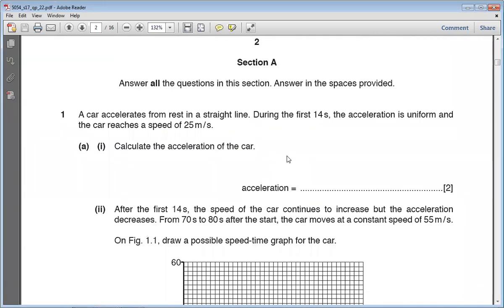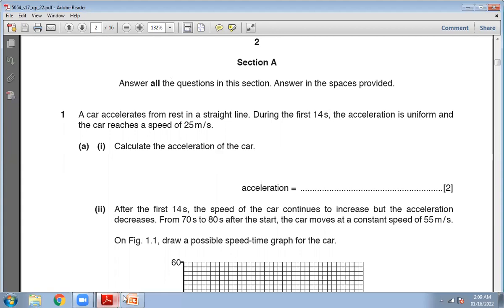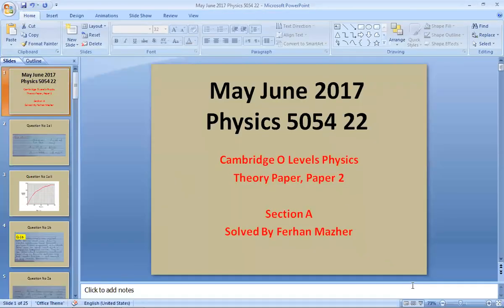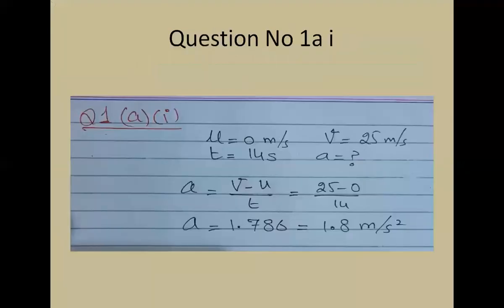Okay. A car accelerates from rest in a straight line. During the first 14 seconds, the acceleration is uniform and the car reaches a speed of 25 meters per second. Calculate the acceleration of the car. You see, the initial velocity is 0 because the car started from rest. The final velocity is 25 meters per second, and this change in the velocity took place in 14 seconds. So very easily we can calculate the acceleration. Let me show you.